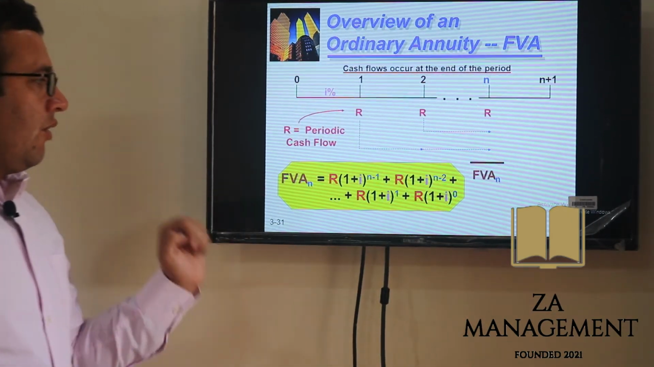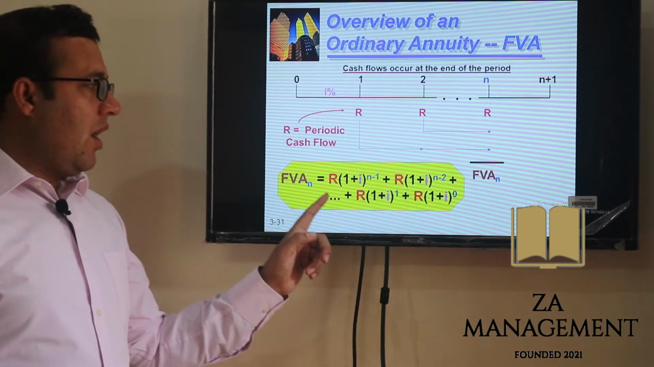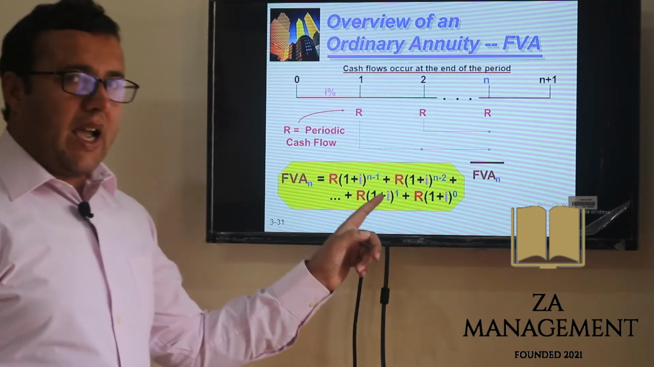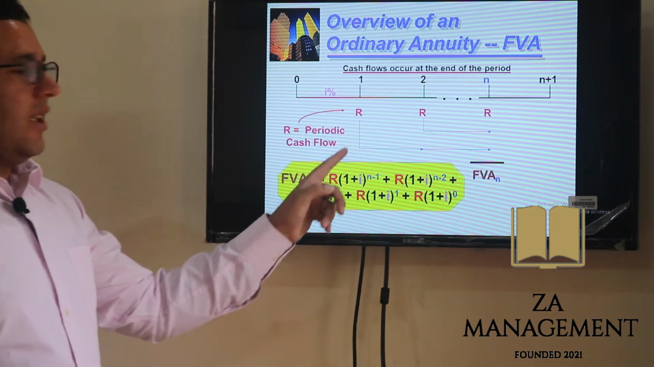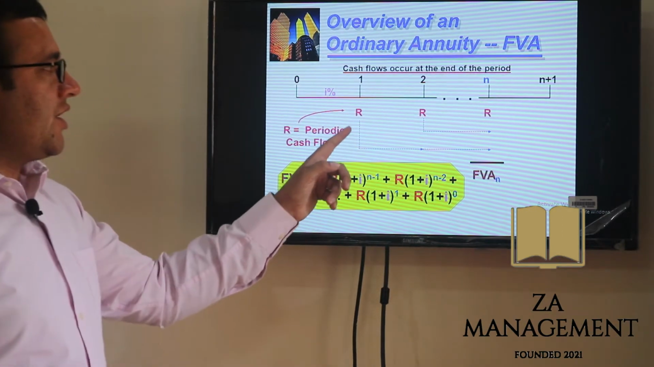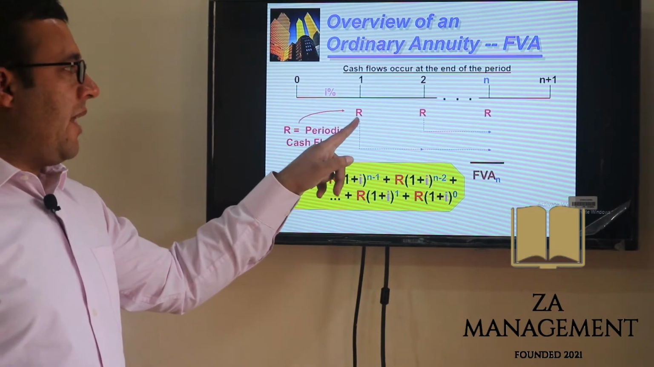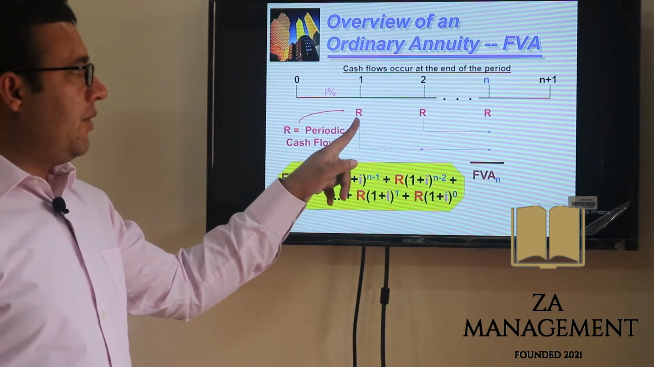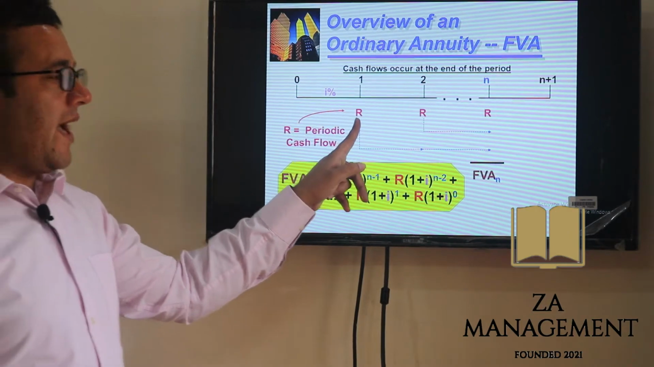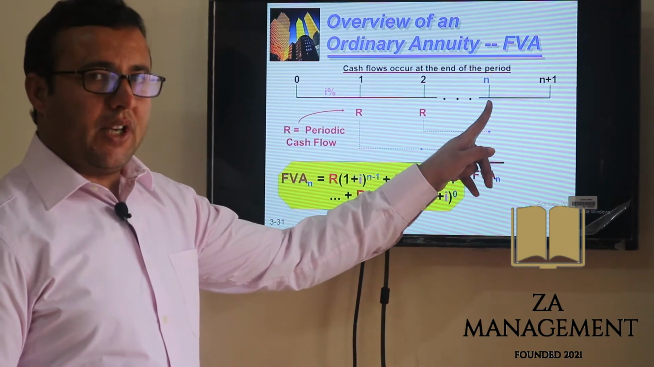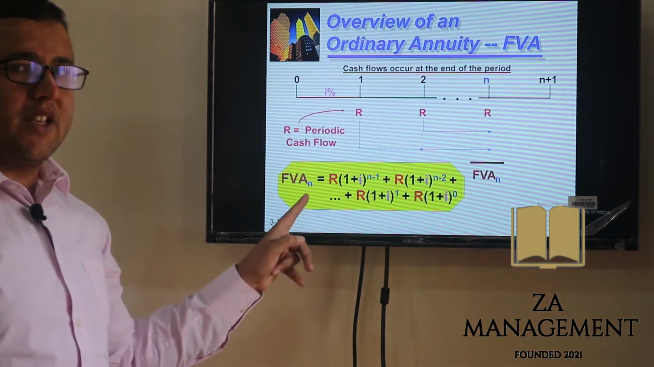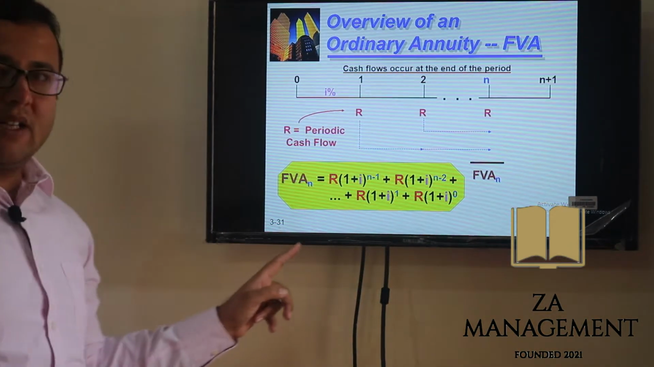So the future value of the annuity is equal to R into (1 plus i) to the power n minus 1. This n minus 1 is represented here because we have to make this payment at the end of period number 1, where we want to calculate its future value at the end of n periods. So that's why it has been compounded for n minus 1.